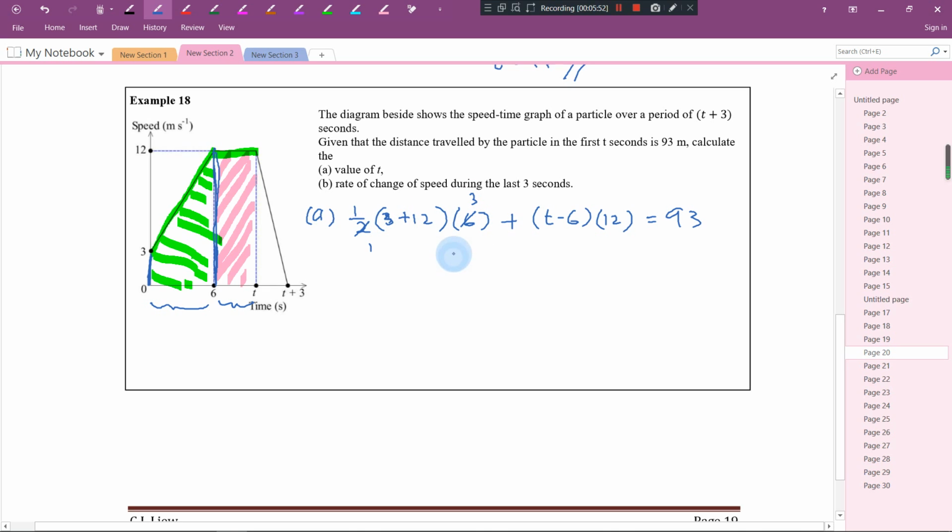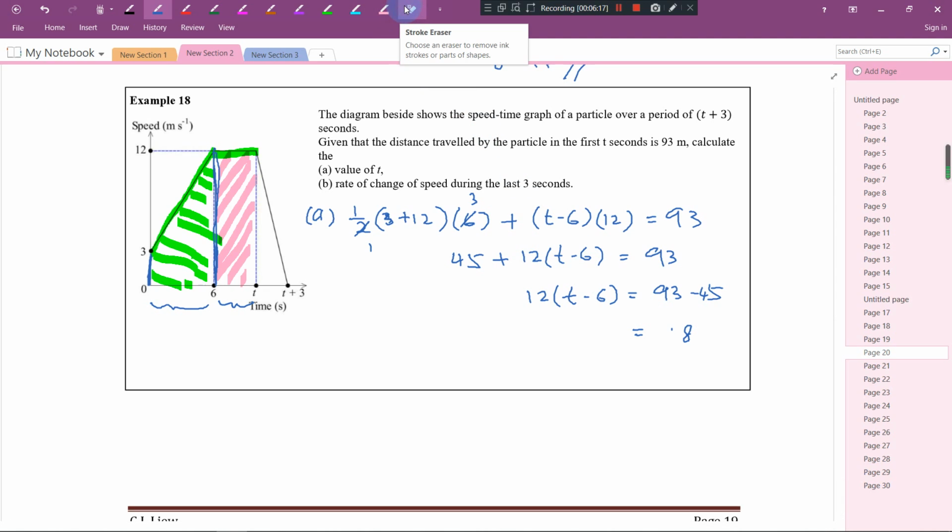15 times 3 is 45. So the 12 I move over here, right in front of this t minus 6. Okay, so 12 times t minus 6 is equal to 93 minus 45. Oh, sorry, 45. So this is 48. Correct or not? Correct. Okay, so this is 48.